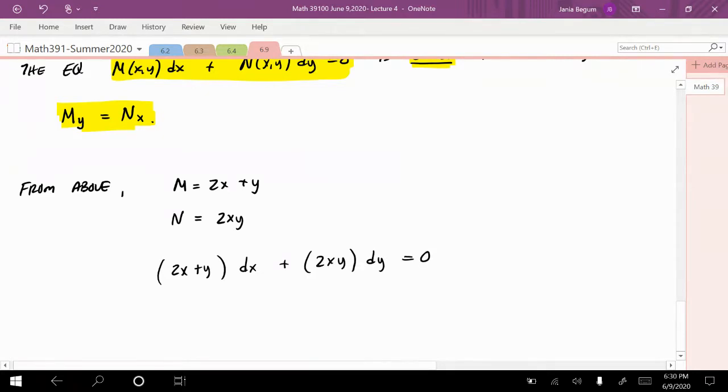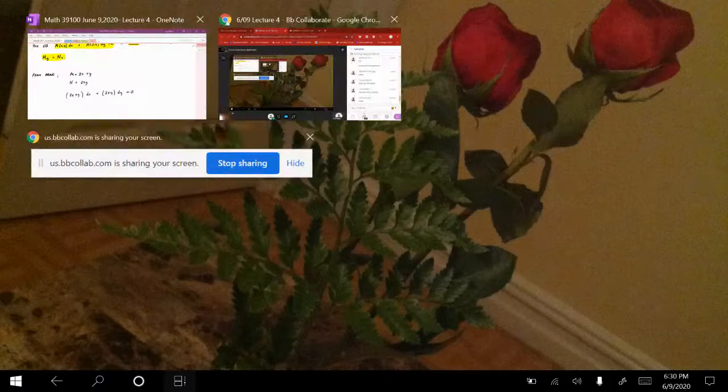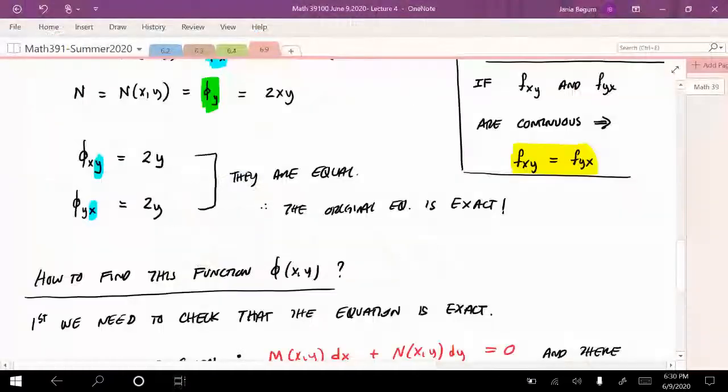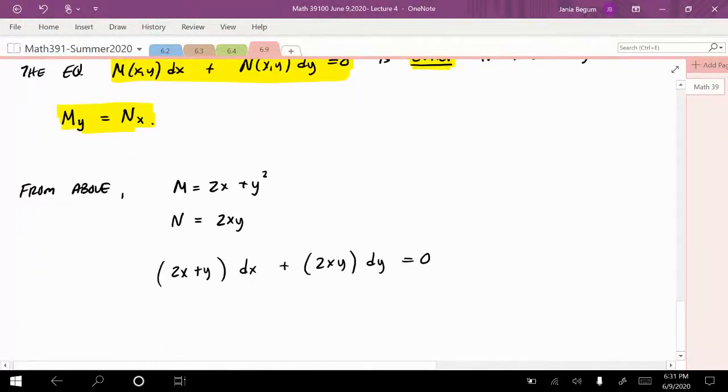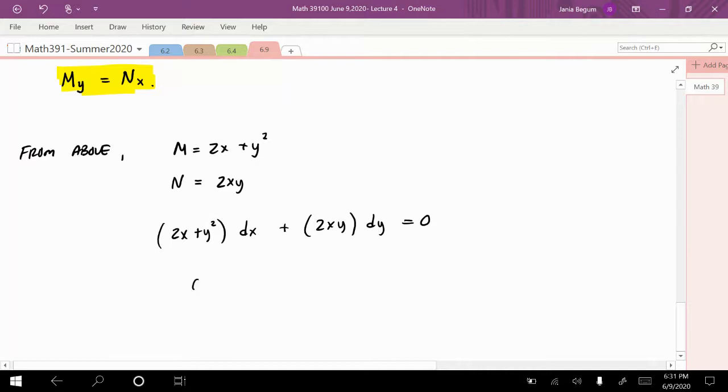Professor, m was 2x plus y squared. 2x plus y squared. Yep, thank you. So 2x plus y squared, and then n is 2xy. All right. So we had that initially, right? And then we relabeled that m and n. So what do we really have? We have phi of x dx plus phi of y dy equals 0, right? So that was the back step. We had the partial with respect to x, partial with respect to y equals 0.